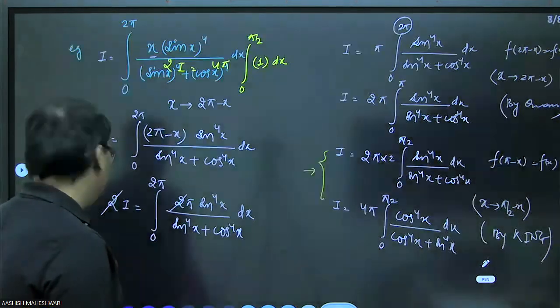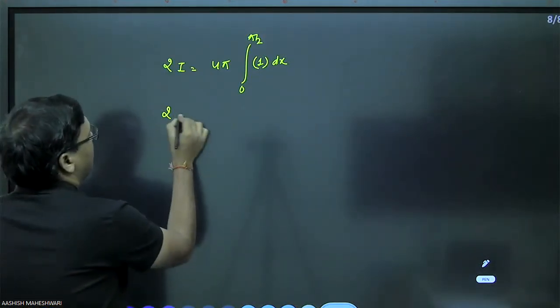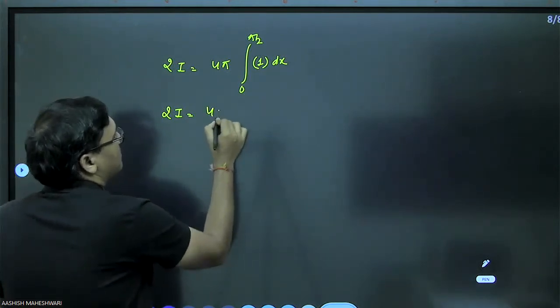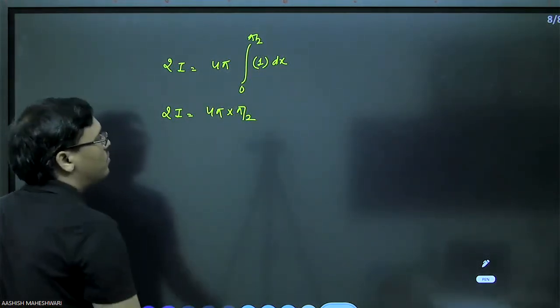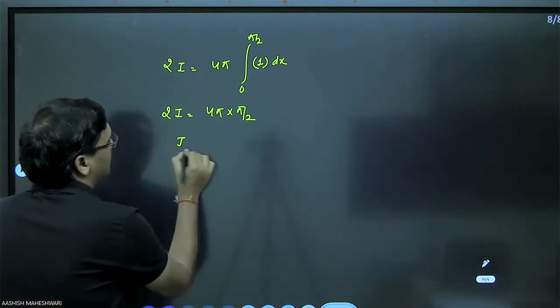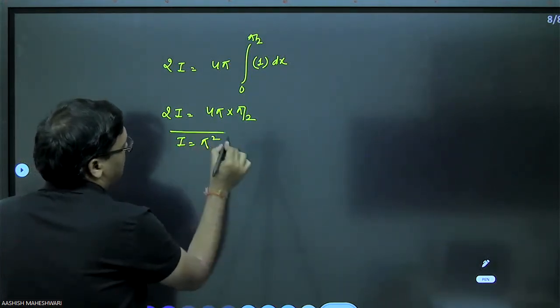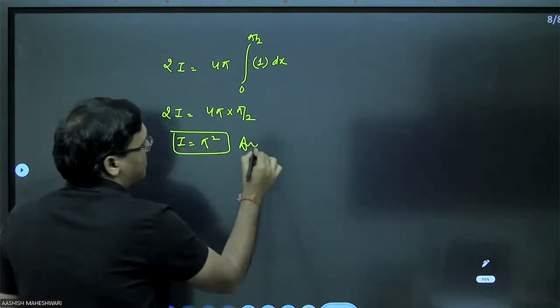So now you can see if this is the value, what is the answer? This is 4 pi. You can just check this value. This is pi by 2. So what is the answer for this question? I is equal to pi square. That is the answer for this question.